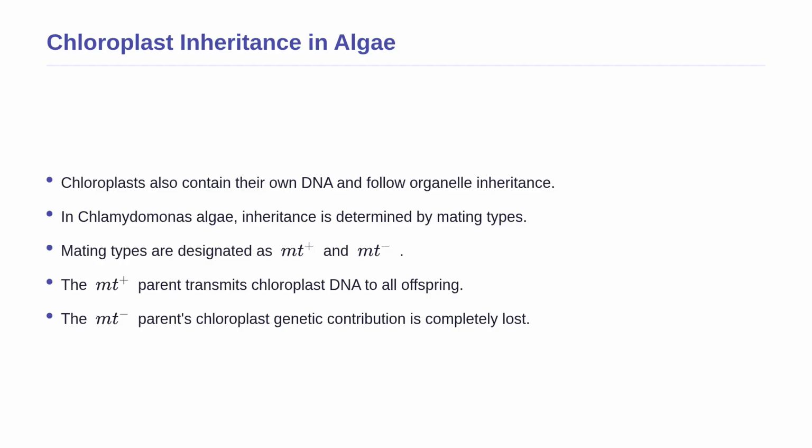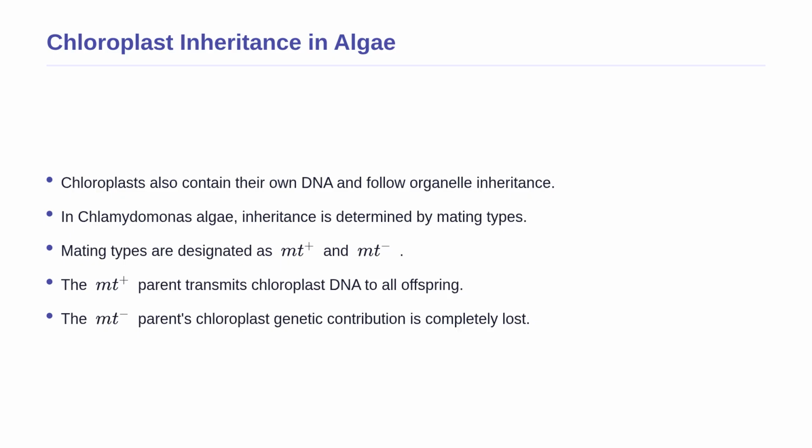Now that we have successfully calculated mitochondrial inheritance in humans, let us shift our focus to plants and algae, which also have chloroplasts. Chloroplasts contain their own DNA and follow similar rules of organelle inheritance. In the single-celled algae Chlamydomonas, chloroplast inheritance is determined by specific mating types, designated as MT+ and MT-. Nature has designed a strict uniparental system here.